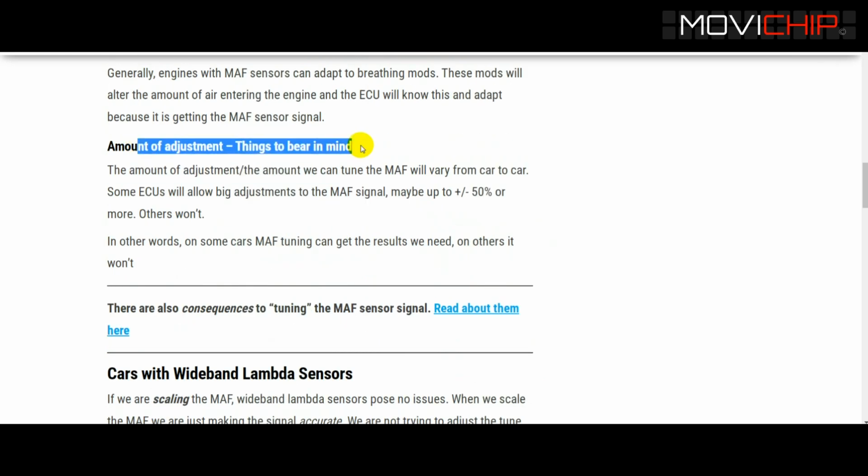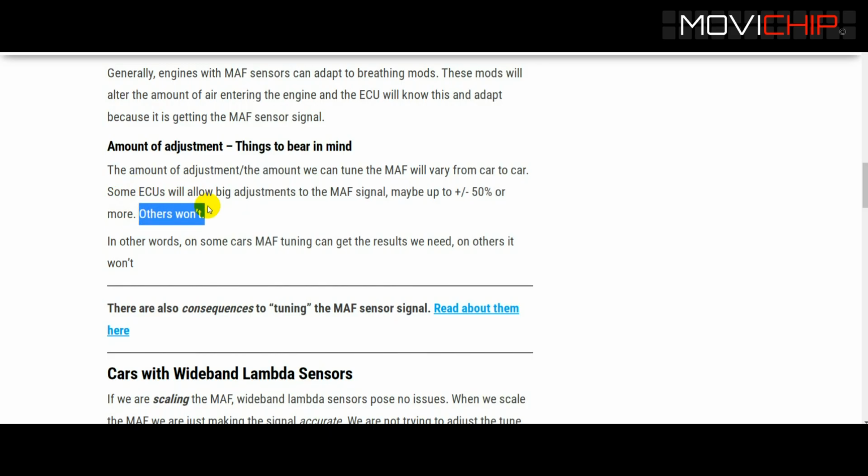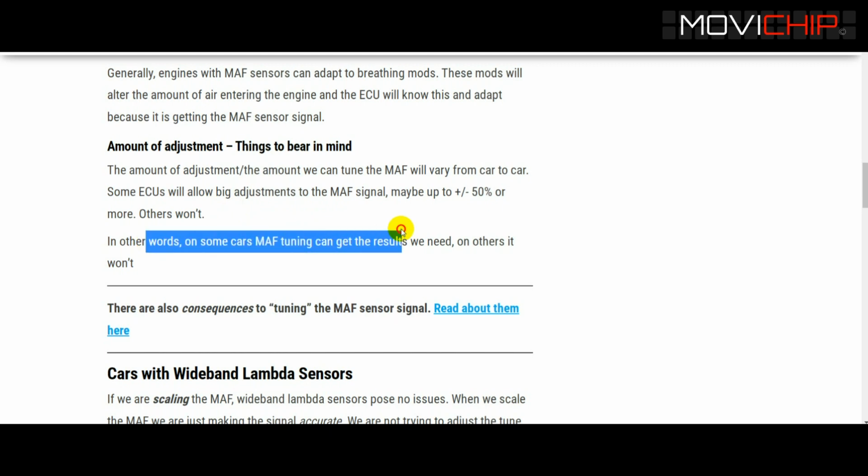The amount of adjustment: things to bear in mind. The amount that we can tune the MAF will vary from car to car. Some ECUs will allow big adjustments to the MAF signal. Maybe we can add 50% to the MAF sensor signal, or take away 50%, for a given engine load and a given RPM. Others won't. Others will throw a check engine light because it's outside of the engine map for that. They'll say that is an implausible signal. So on some cars with MAF tuning, you can get the results you need.